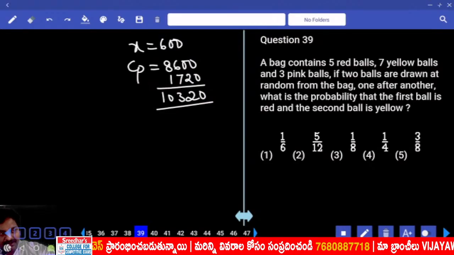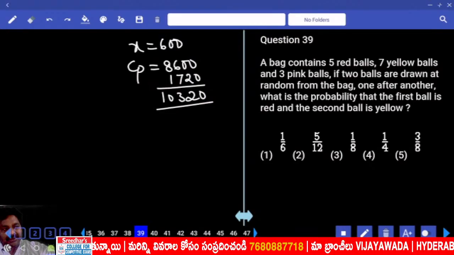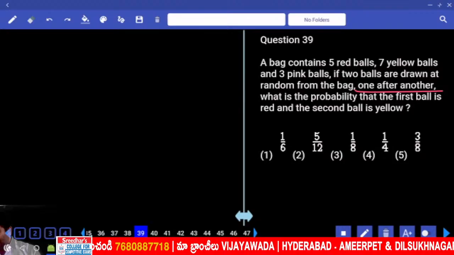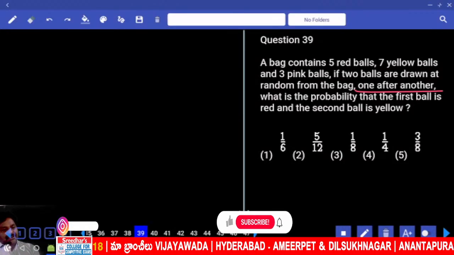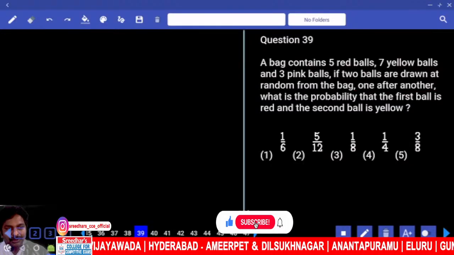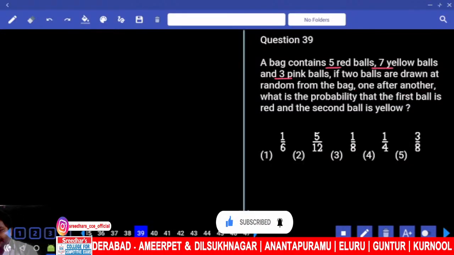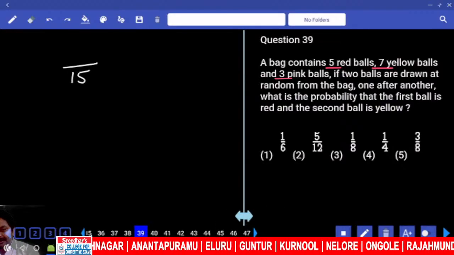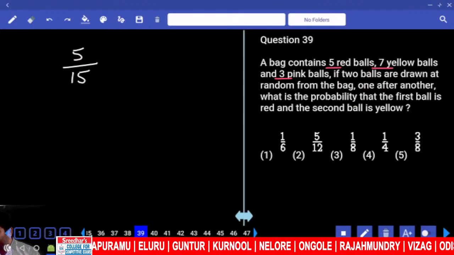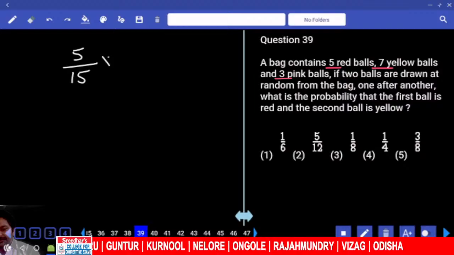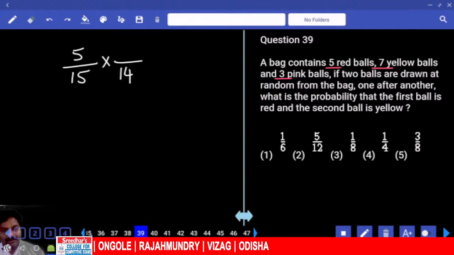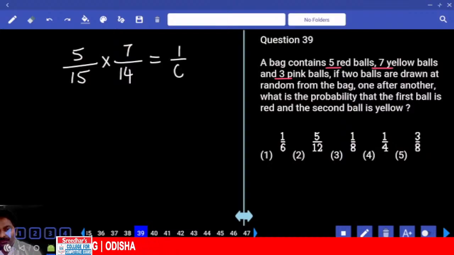A bag contains 5 red, 7 yellow, and 3 pink balls. 2 balls are drawn at random from the bag, one after another. First you have to pick one, then the second one. What is the probability that the first ball is red and the second ball is yellow? Total how many balls are there? 5, 7, 3, 15. First ball is picked up, 15C1, and that should be of red color, 5C1. Out of 15 balls, 1 ball is already taken. Remaining 14 we have. Now second ball is picked up, 14C1, and the second ball must be of yellow color, 7. 1 by 3 into 1 by 2, 1 by 6.